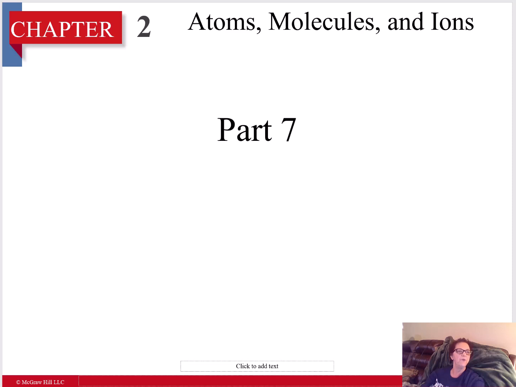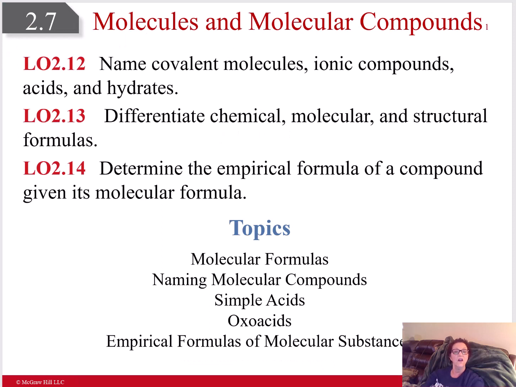In this part, we named the ionic compounds in the last section. Now we're going to move on and talk about the molecules, or the covalent molecules, as opposed to ionic compounds. We're going to differentiate between them, and then we're also going to do empirical formula at the end of this section.